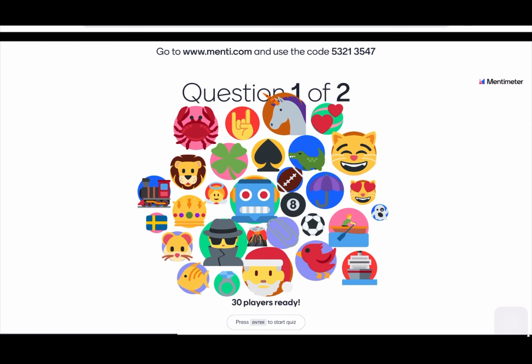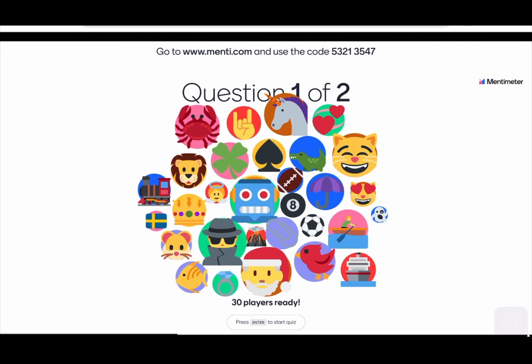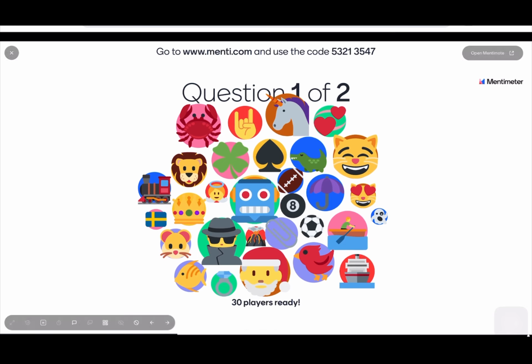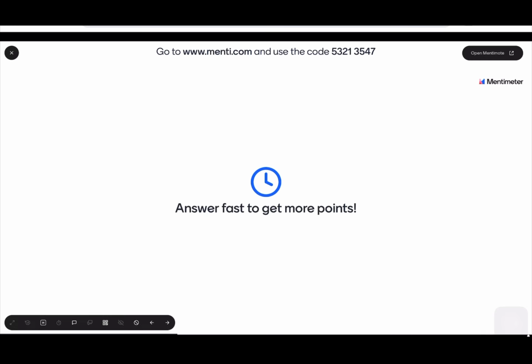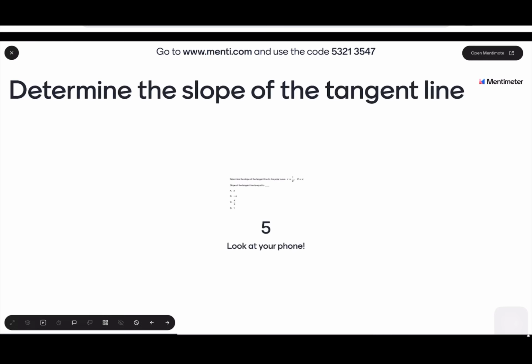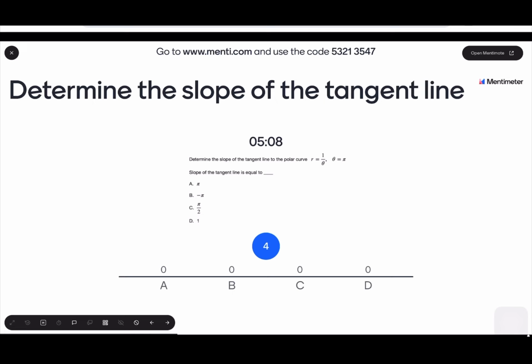Okay, ready. Let's start. 3, 2, 1. I hope the time is sufficient. It's around 5 minutes. r is 1 over theta. Theta is equal to pi. It's asking for the slope of the tangent line.